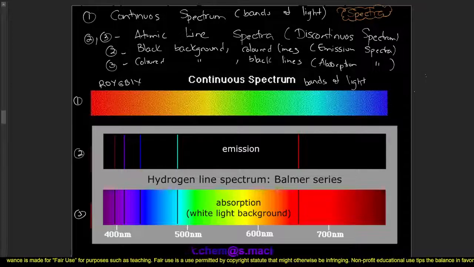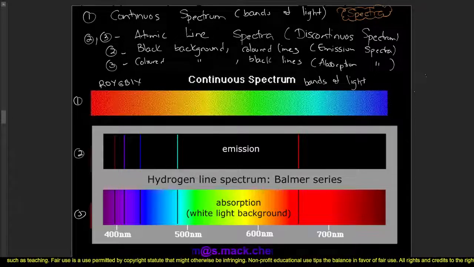In image 3, we have an absorption spectrum, where if an atom or an element is exposed to electromagnetic radiation, it's heated to a high amount of energy or supplied with thermal energy, the atom will absorb specific frequencies of electromagnetic radiation. We will see these specific frequencies as lines, and the lines are black lines on a colored background.